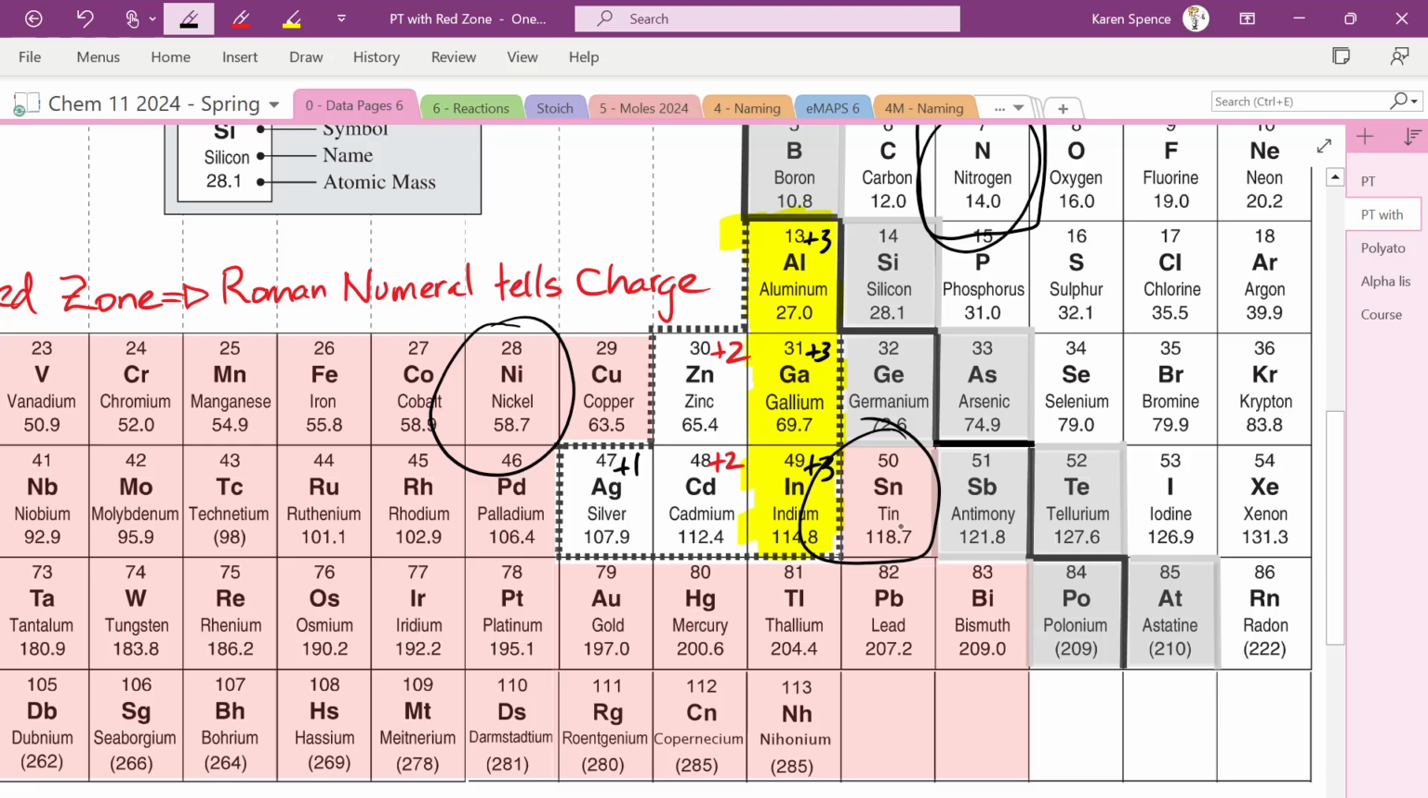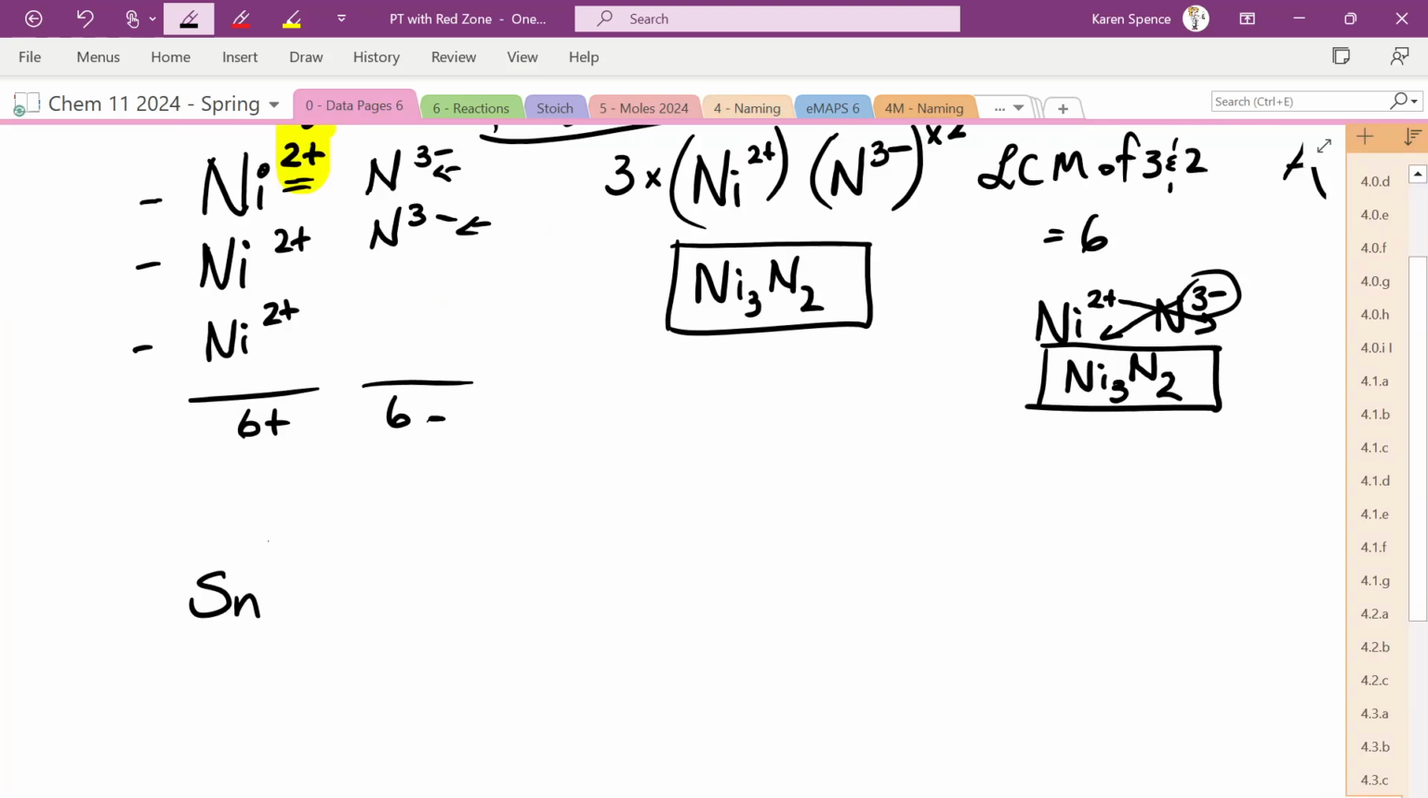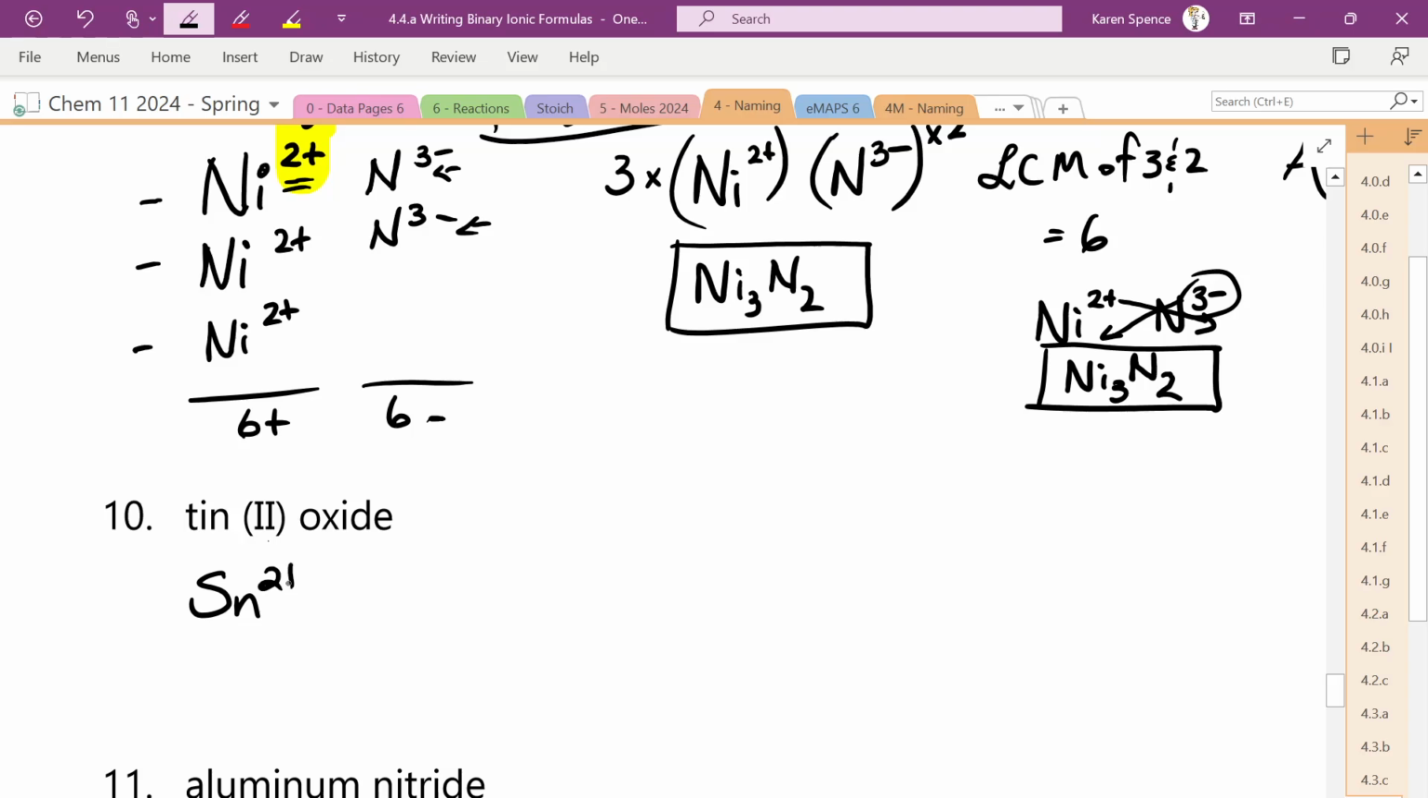So it is in the red zone, which means in order to know the charge, you need a Roman numeral, and in this case, that Roman numeral is a 2, so it is Sn 2 plus and oxide 2 minus. Let's do a crisscross here. The 2 minus comes down here, Sn 2, and then the 2 plus comes down here, O2. Is that a good final answer?